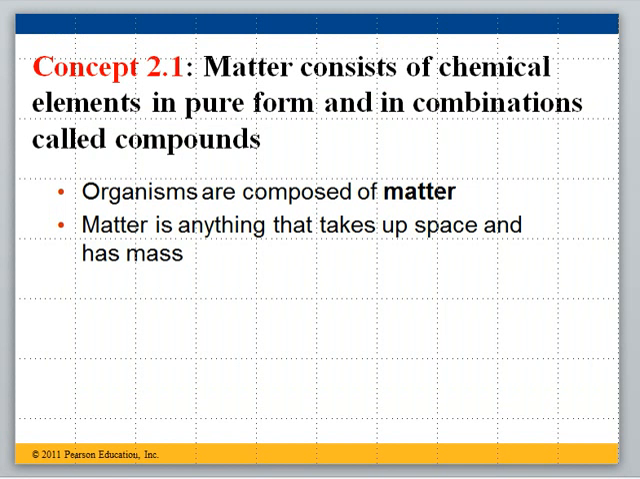Our first concept, Concept 2.1, is just an overview of basic chemistry that you're probably already familiar with, but it never hurts to go over it again. It says that matter consists of chemical elements in pure form and in various combinations called compounds. All living creatures are composed of matter. Matter is anything that takes up space and has mass.